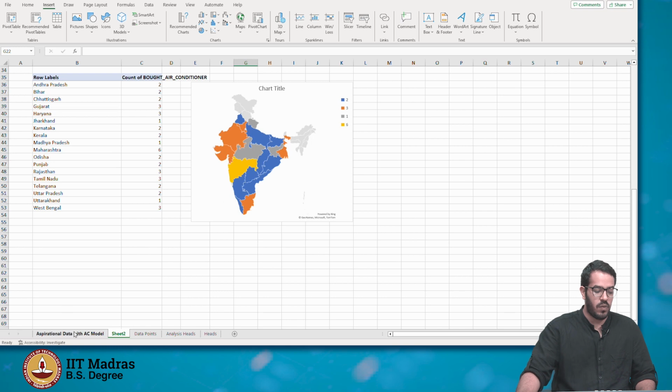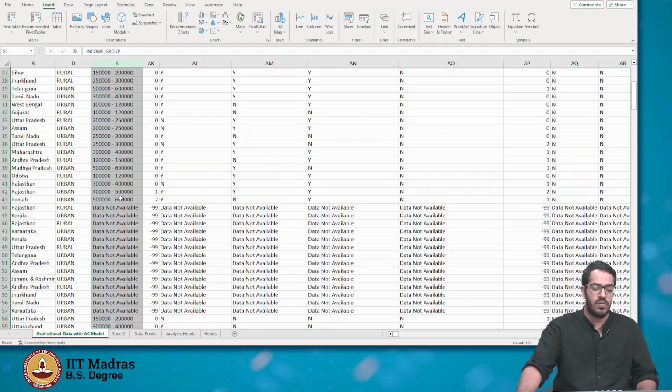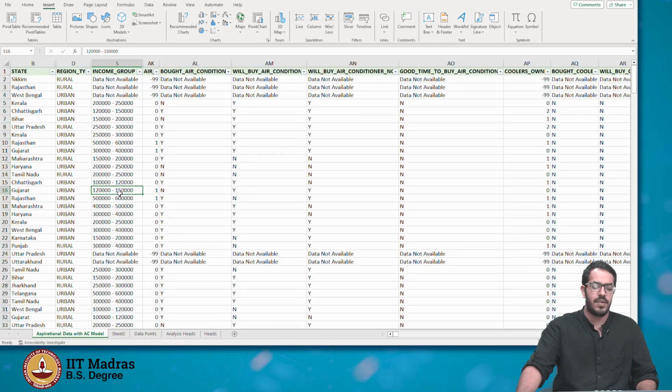Okay, so we will come back to the aspirational data and we will see that we have a column here called income group. That is the S column that we have here. With this S column, irrespective of whether you're using Microsoft Excel or Google Sheets or any other spreadsheet, there is a formula or a method of taking out unique data points.